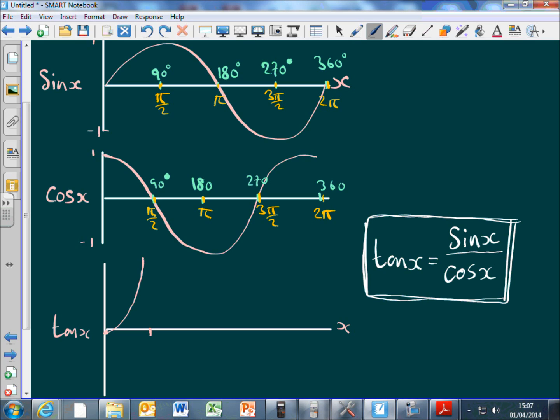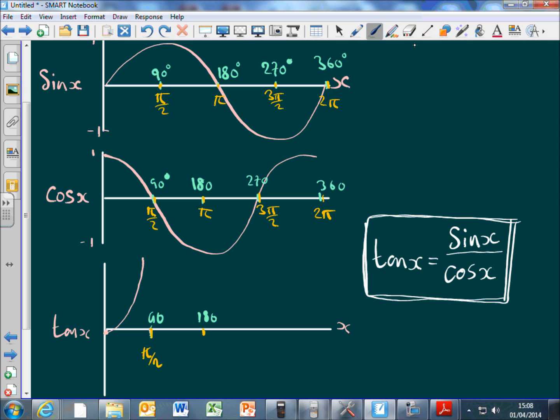Okay. Now let's have a look over here. Let's just mark this on, shall we? This was 90 degrees here. And then we had pi over 2. So I'll put it on as well. Now at 180 degrees, at this point here, the sine graph is 0, and the cos graph is -1. Okay, so again it's 0 divided by -1, so the tan graph should be 0 again here.